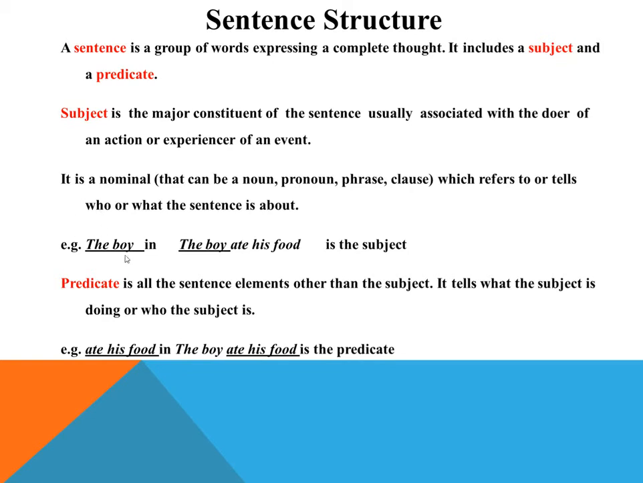For example, in a sentence like the boy ate his food, the boy is the subject, it is the doer of the action. While the predicate is all the sentence elements following the subject, and it tells what the subject is doing or who the subject is. For example, ate his food, in the sentence the boy ate his food, is the predicate. It's everything following the subject.